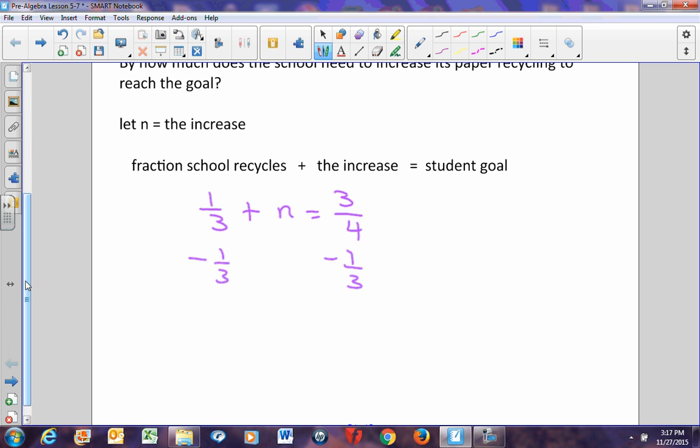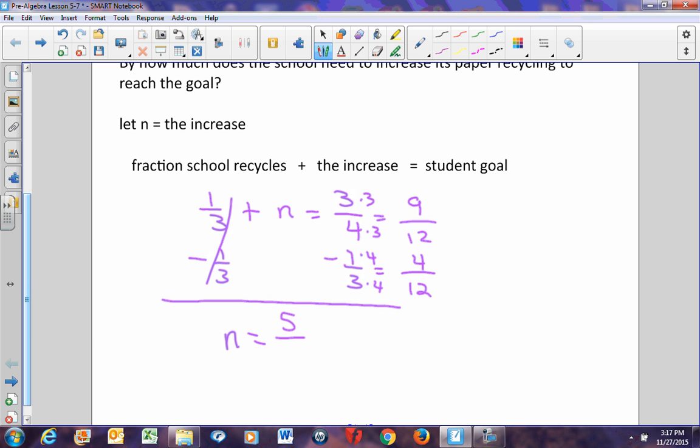And remember, this is the chapter on fractions, so we need to get a common denominator because we're adding or subtracting a fraction. The common denominator here would be 12. 1 times 4 is 4, 3 times 4 is 12, 3 times 3 is 9, 4 times 3 is 12. So 9/12 minus 4/12 is 5/12. The school needs to increase its paper recycling by 5/12.